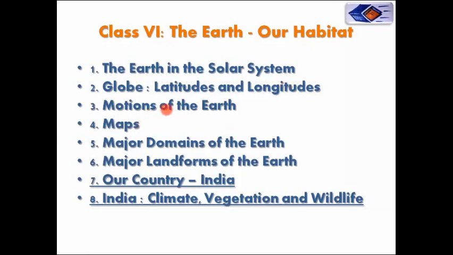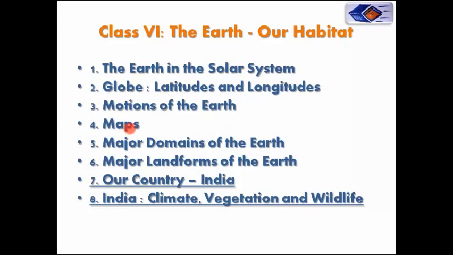And in the third chapter, that is motions of Earth, we learned that there are 2 types of motions for the Earth. One is rotation and another one is revolution. Because of the rotation, the days and nights are being formed. Because of the revolution of Earth around the sun, the seasons are being formed.